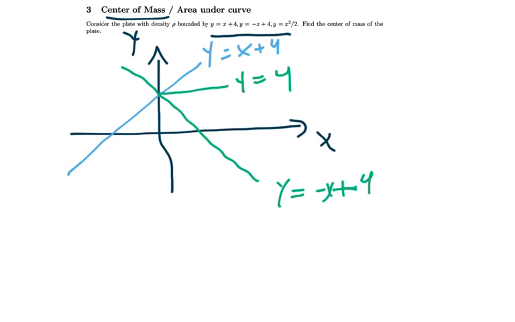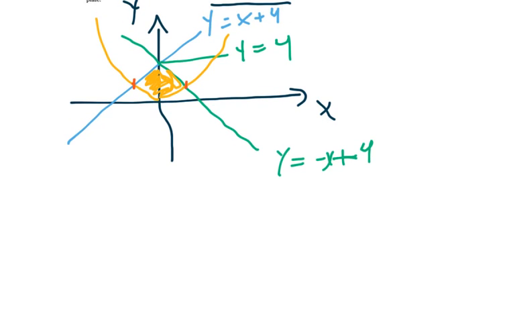And then my last one is x squared over 2, and it's going to do something like this. So the region I'm interested in is this stuff. Okay, so what we need to do really is find these points. The reason we're going to do that is because we're going to have to integrate something. So let's find these points.